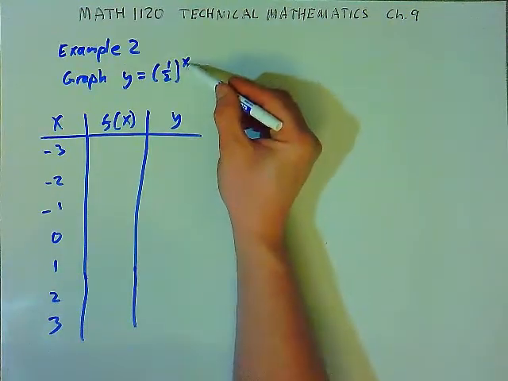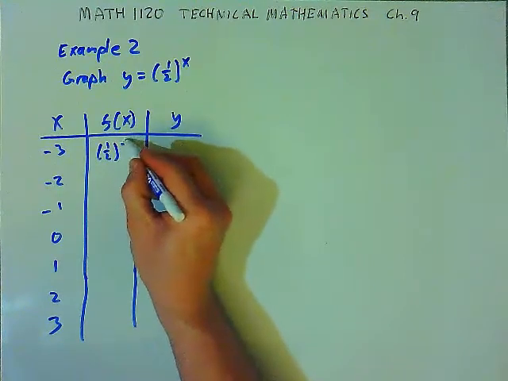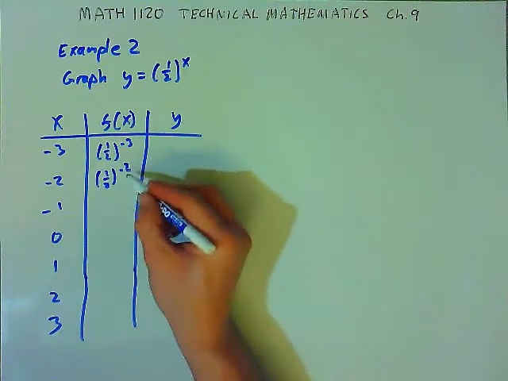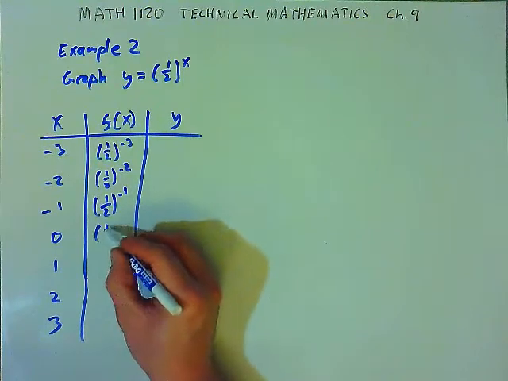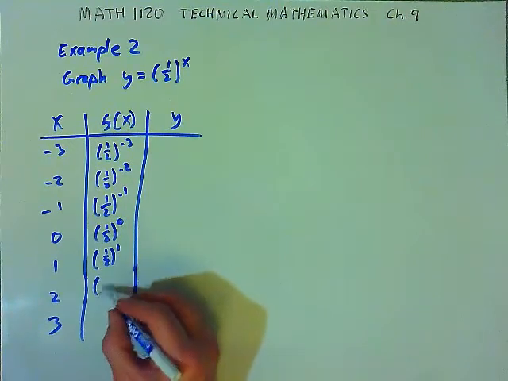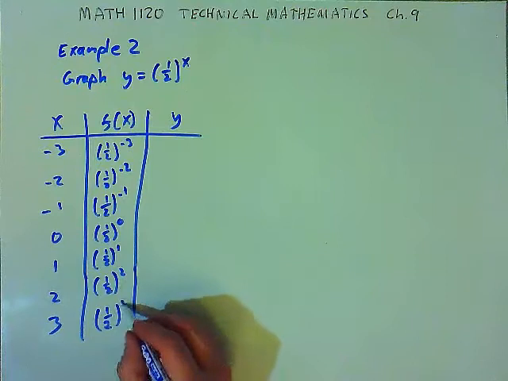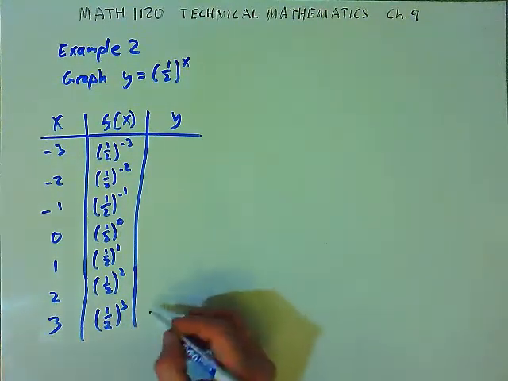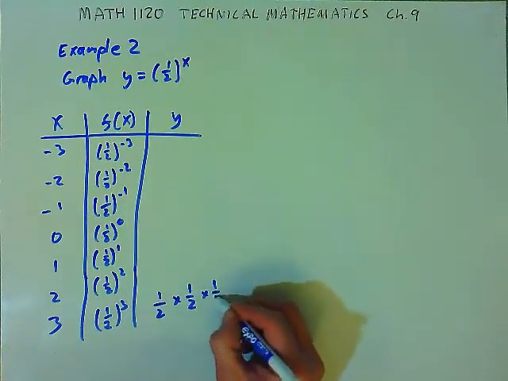And so the function will be when x is -3, we will have 1/2 to the -3rd power. We will have 1/2 to the -2 power. We'll have 1/2 to the -1 power. 1/2 to the 0 power. 1/2 to the first power. 1/2 squared. And 1/2 to the third. And so let me start down here. 1/2 to the third power. That means 1/2 times 1/2 times 1/2.